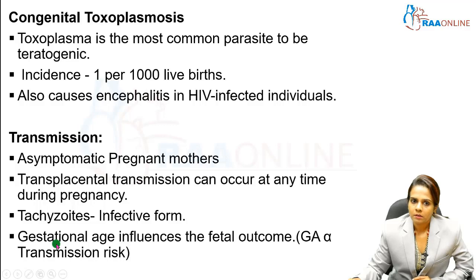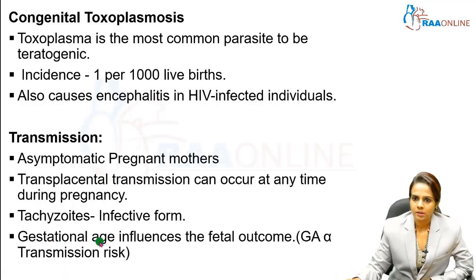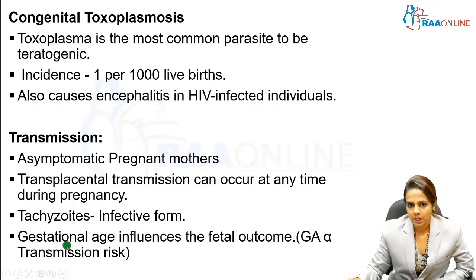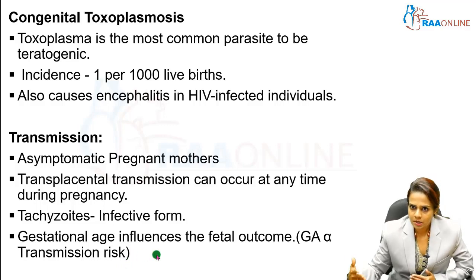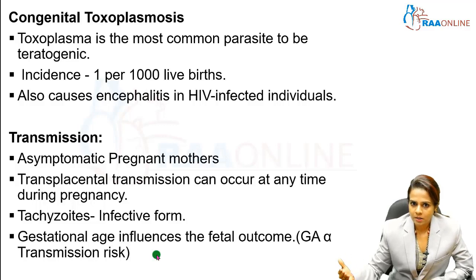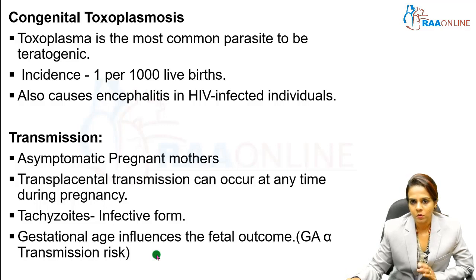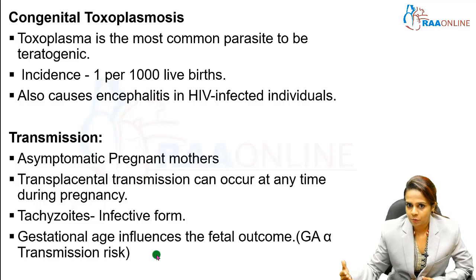The gestational age is the most important factor that influences the fetal outcome. Gestational age is directly proportional to the transmission risk. As the gestational age proceeds, the risk of transmission to the fetus increases, but the severity in the neonate decreases.